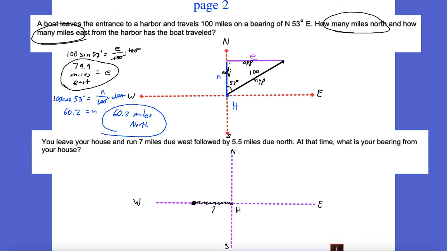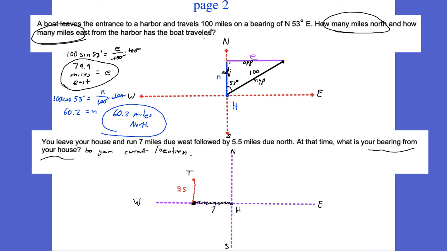Then we know we went 5.5 miles north. So we go exactly 5.5 miles north before ending in this spot right here. We'll call it T for terminal, our terminal location, our final spot. So we want to find the bearing from your house, and what's implied here is to your current location. Bearing from the house to the person's current location.